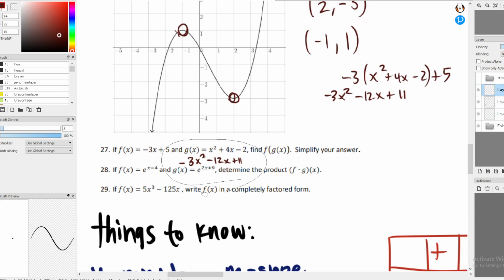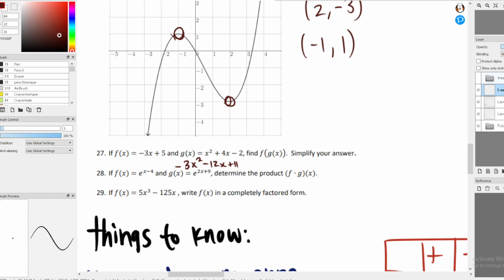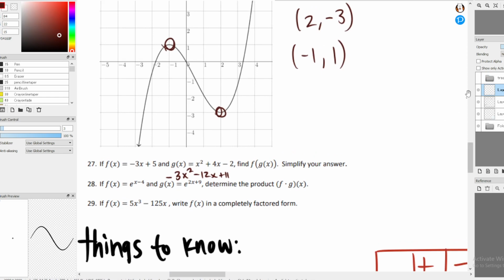Let me cut and paste that. 28 is asking us, if f of x equals e to the x minus 4 and g of x equals e to the 2x plus 9, determine the product. So we are multiplying these guys together. So e to the x minus 4 equals e to the 2x. No, not equals. Sorry, we're not finding intersection points. We're multiplying e to the 2x plus 9.